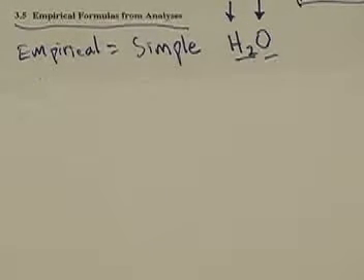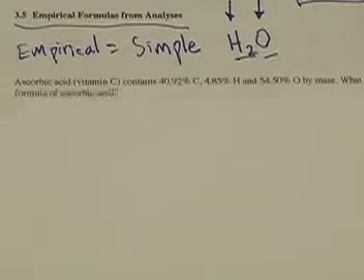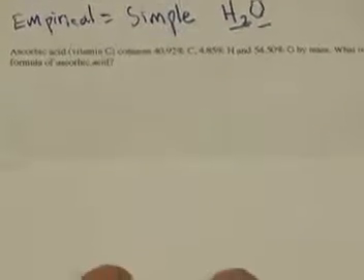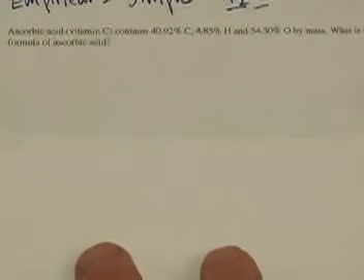The ratio of the number of moles of each element in a compound gives the subscripts in a compound's empirical formula. And the mole concept provides a way of calculating the empirical formulas of substances, as shown in the next examples. In this example, we have ascorbic acid, or vitamin C, and we're told that it contains 40.92% carbon, 4.85% hydrogen, and 54.5% oxygen by mass.